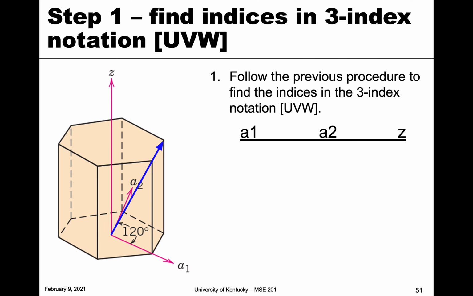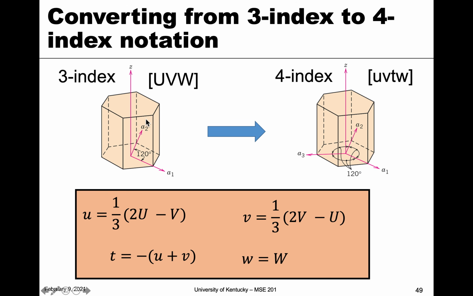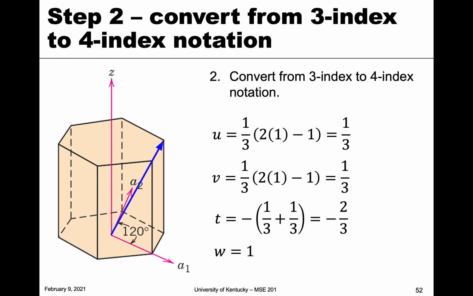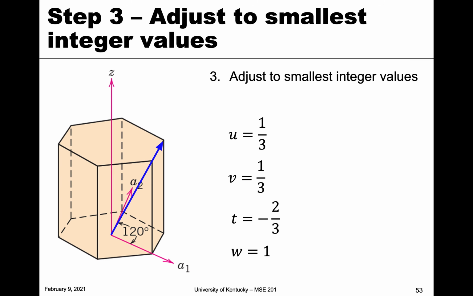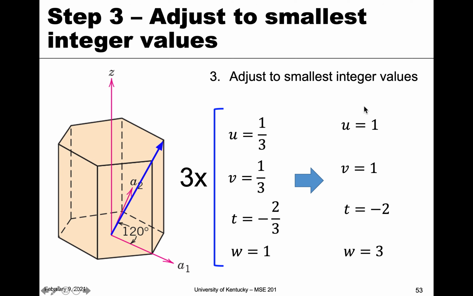So basically, if you think about it, we're not really altering the z direction. It's all in plane, which is getting thrown off. So w is equal to capital W. All right, so we've got those. And so at this point, we've converted. Our next step is we take these new indices that we have, and again, we have a lot of thirds, so we're going to adjust to get the smallest integer. As you probably imagine, that's multiplying by 3. So if I multiply by 3, that gives me 1, 1, -2, and 3.